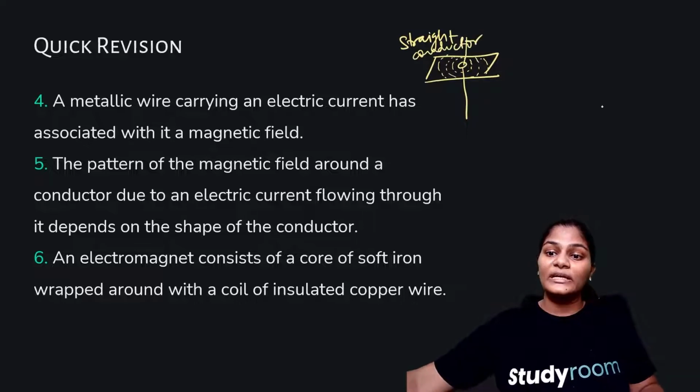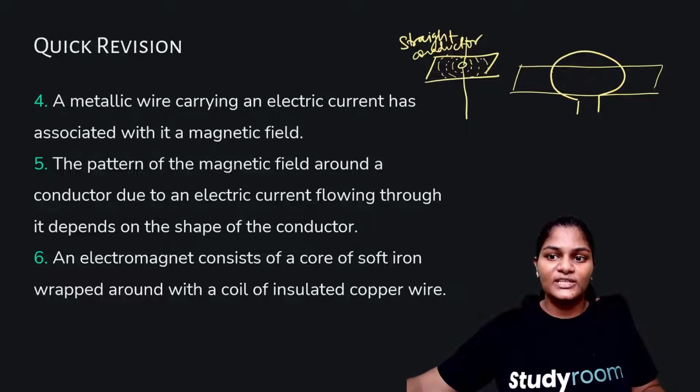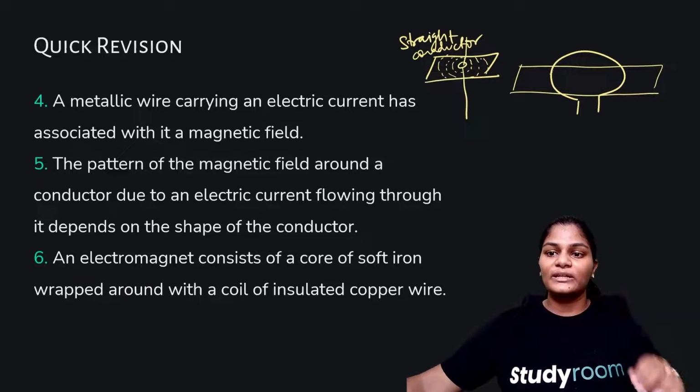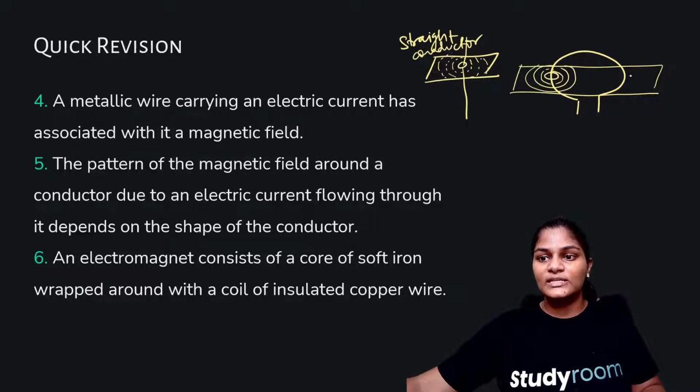If you remember, we did it in the form of a loop. When we bent this conductor in the form of a loop, we saw that depending on the direction of current, that's why I'm not making the direction of magnetic field lines right now, because we don't know which direction the current is flowing in. So the magnetic field was formed like this, right?